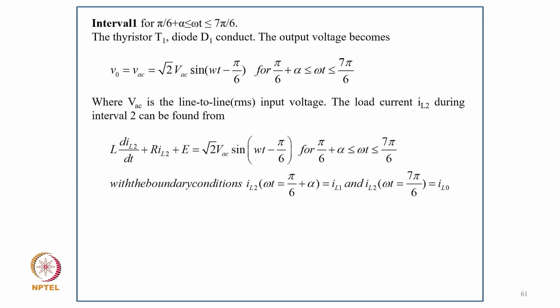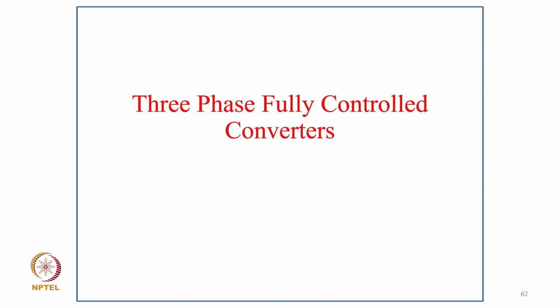So for the interval omega t equal to pi by 6 plus alpha to 7 pi by 6, thyristor T1 and D1 conduct, and the output voltage becomes Vo equal to Vsc sin(omega t minus pi by 6), where Vsc is the line voltage. The load current IL2 during this interval can be found out from L dIL2 upon dt plus R IL2 plus E equal to root 2 Vsc sin(omega t minus pi by 6), with the boundary conditions IL2 at omega t equal to pi by 6 plus alpha being IL1, and IL2 at omega t equal to 7 pi by 6 being IL0.